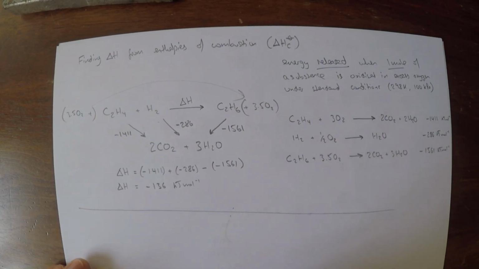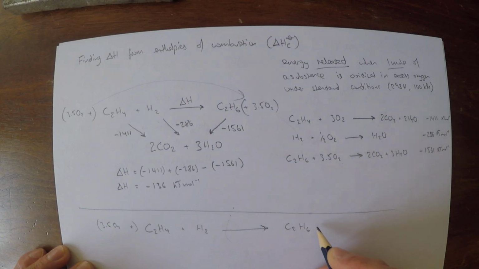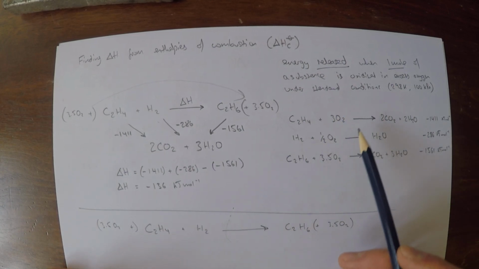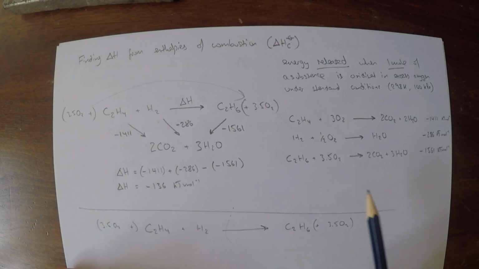So the second method that we can use is, again, we can have our original equation. So ethene plus hydrogen gives us ethane. And again, I can add the excess oxygen that we need on each side. And again, we can have these equations underneath lined up in order to go from our reagents to our products.